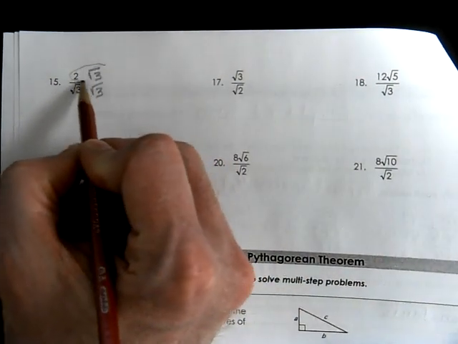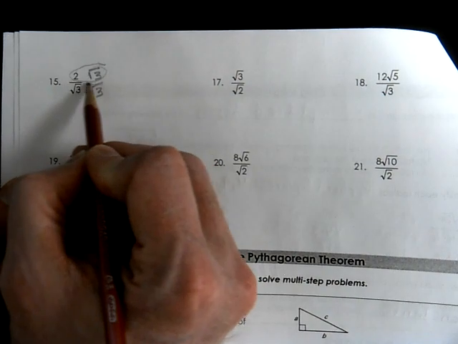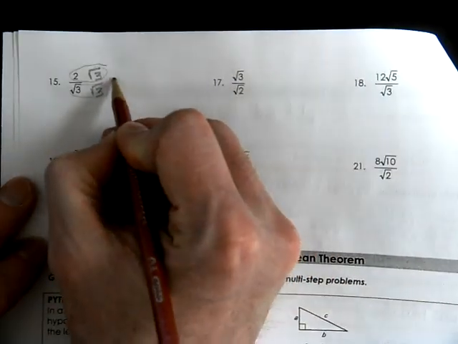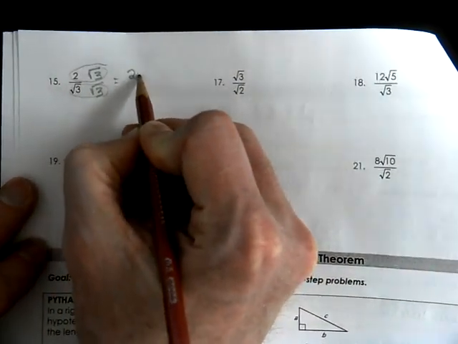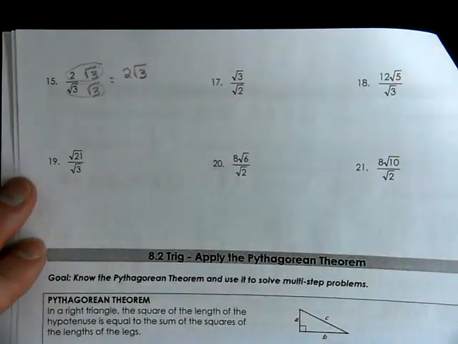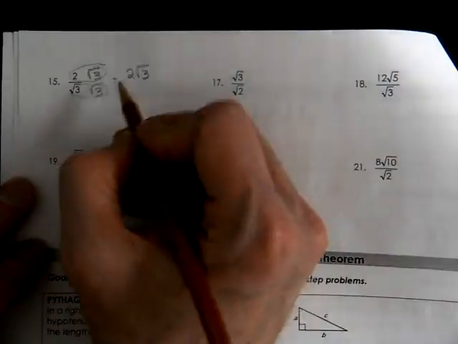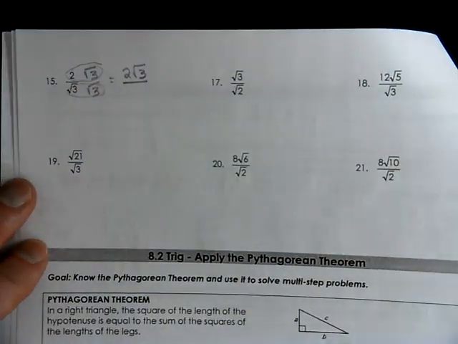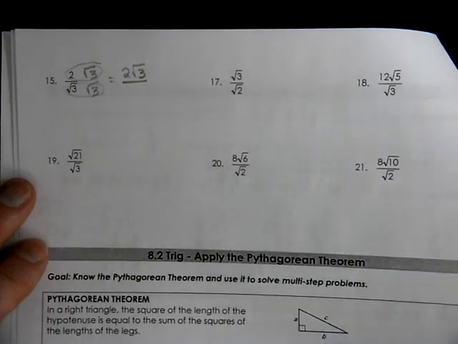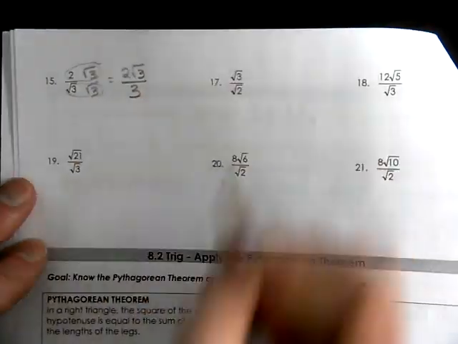So now we're going to multiply straight across and straight across. So we're going to get 2 square root 3. Don't call that square root 6. And what's going to be on bottom? What's square root 3 times square root 3? You could call it square root 9. 3 and 3 is 9. And the square root of 9 is 3.